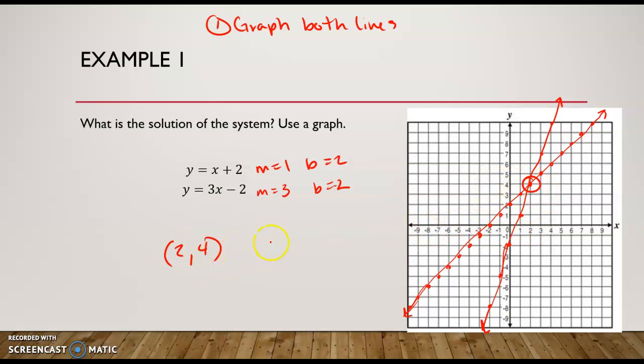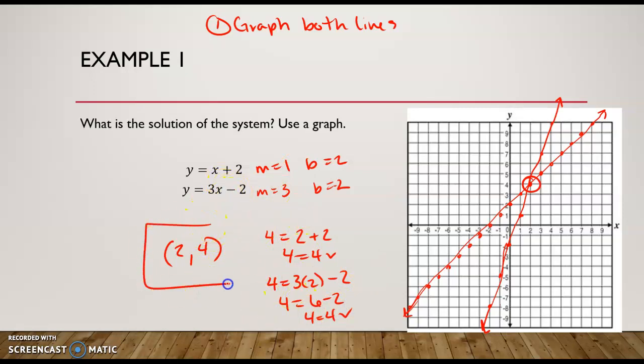Now, if I'm like, ooh, I'm not so sure, all I have to do is plug them in. So 4 equals 2 plus 2, and so then 4 equals 4, so that one's good. And then I plug it into the other one. 4 equals 3 times 2 minus 2. 4 would equal 6 minus 2, which is 4. And so by checking both of those, which you can do in the calculator, I just write it out because then you know what I'm doing. But by knowing that the left equals the right, that tells me that that is a solution to our equation.